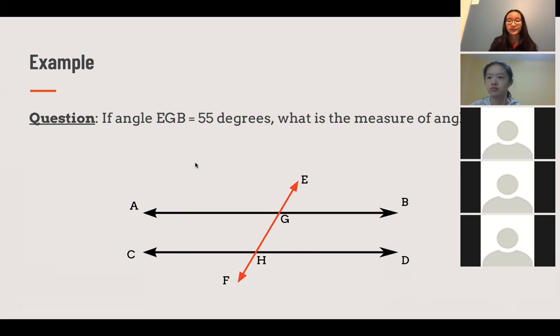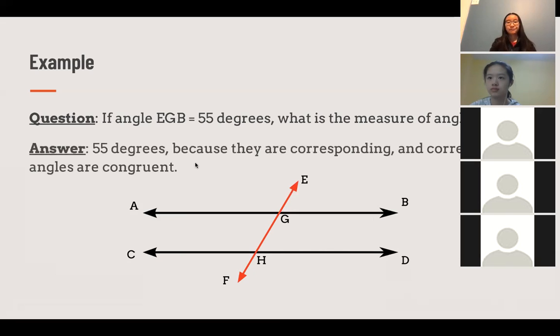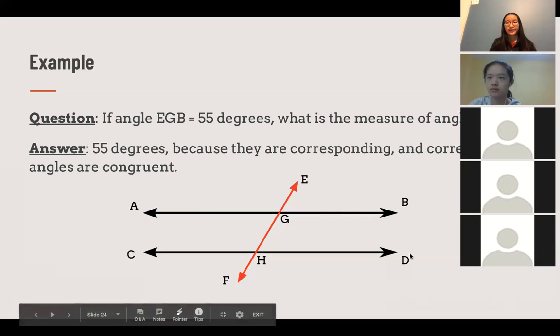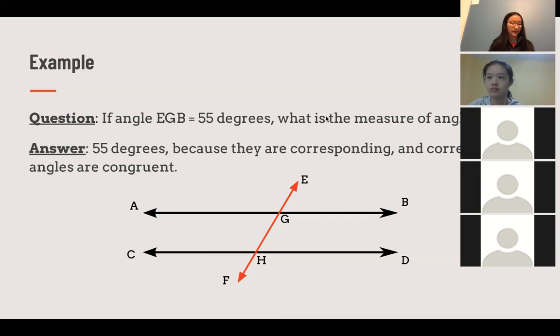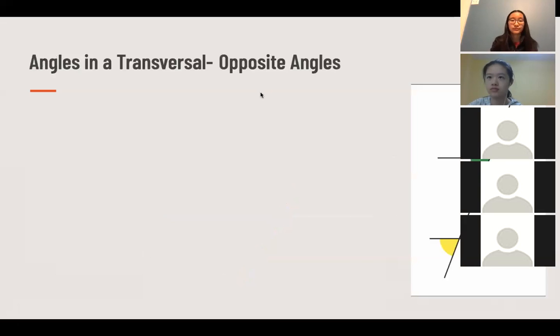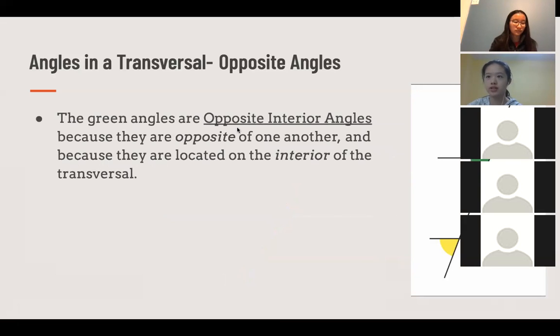Good job. It looks like you all got what corresponding angles are. So EGB is 55 degrees and EHD is also 55 degrees because they are corresponding angles and corresponding angles are congruent. Okay, this next relationship is called opposite angles.